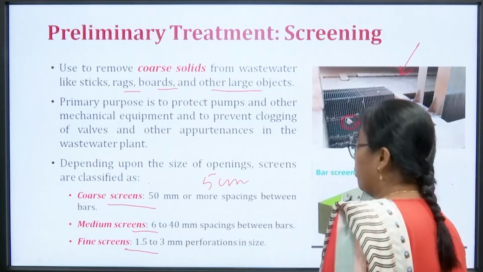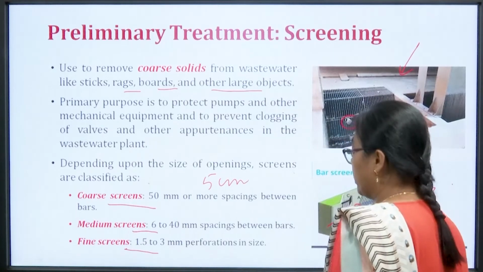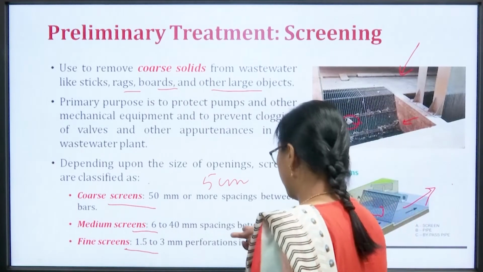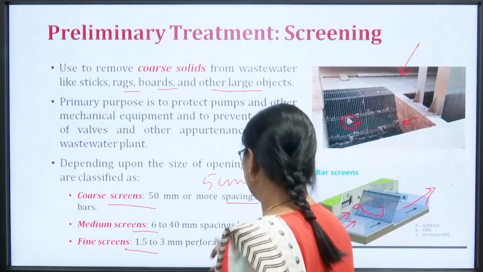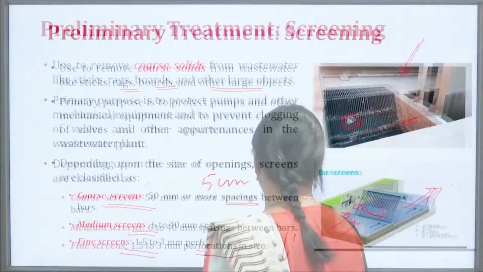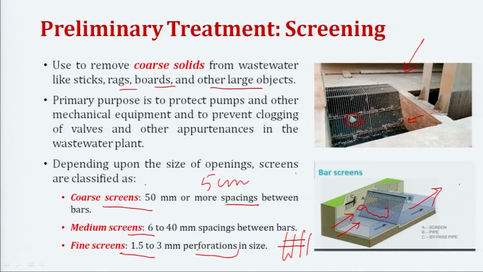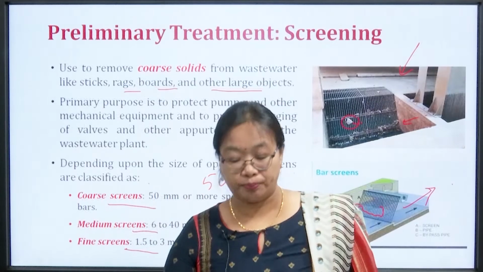Medium screens have 6 to 40 mm, that is 0.6 to 4 centimeter spacing, and fine screens have perforations. These are spacings and these are perforations. Generally we do not use fine screens because they get choked many times, so maintenance is very high. Most of the time we go for coarse screens and maybe medium screens, because after screening we are going to have other preliminary treatment.